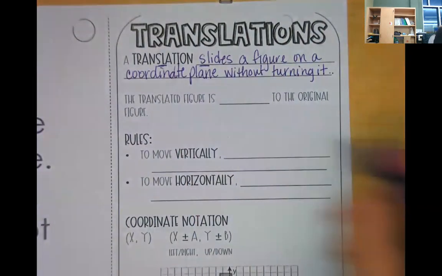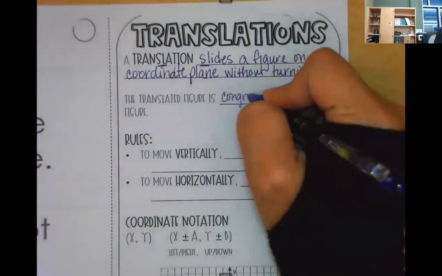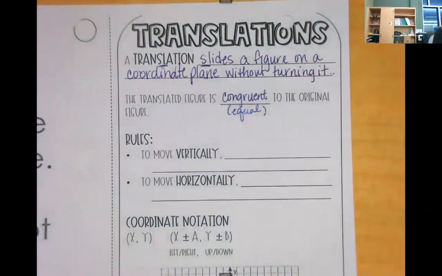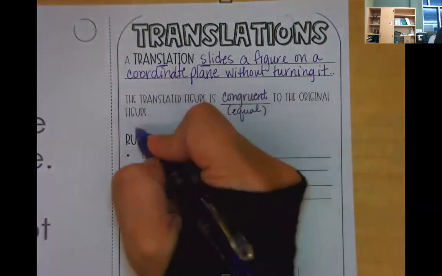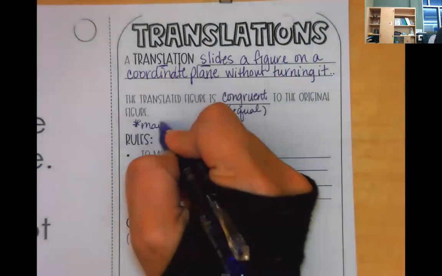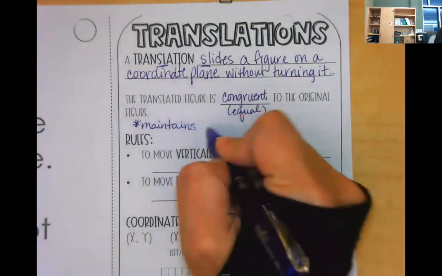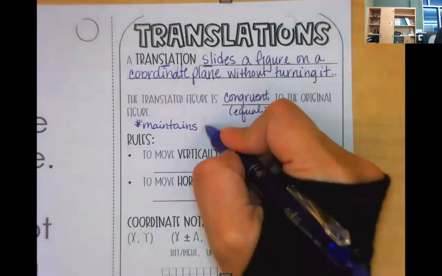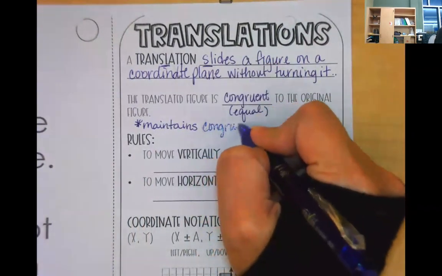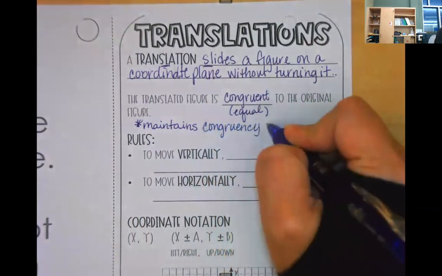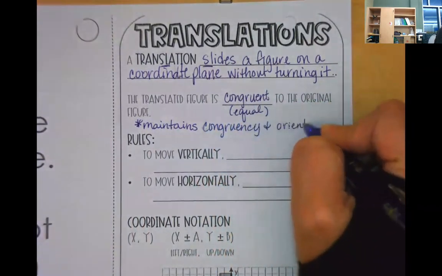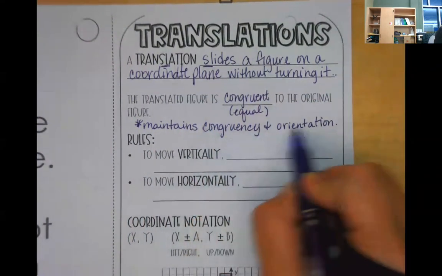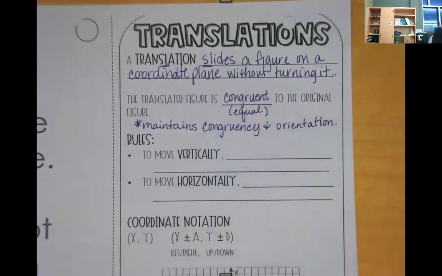The translated figure is congruent, or equal, to the original figure. Another way that we say this is it maintains congruency. And this one also maintains orientation, meaning it stays the exact same size and it looks exactly the same way.